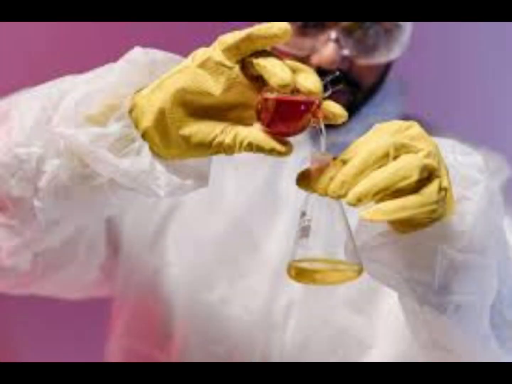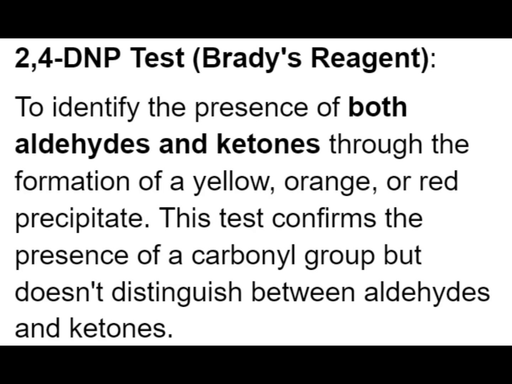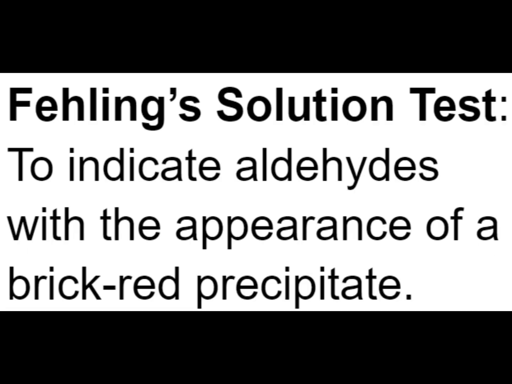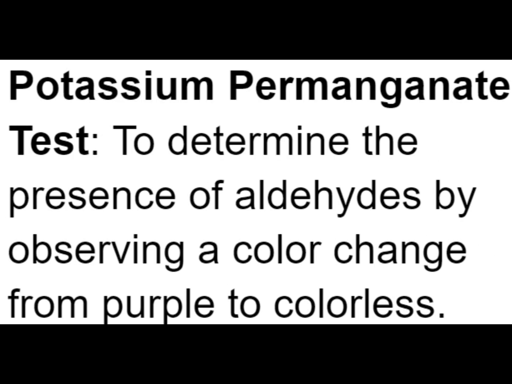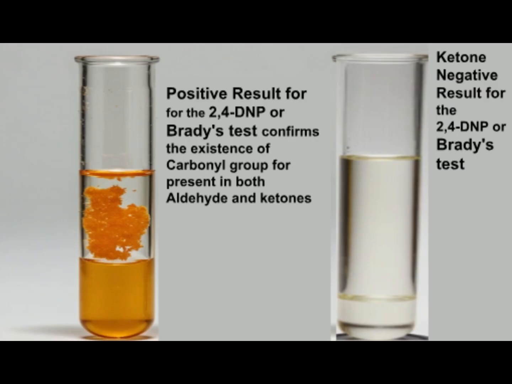In organic chemistry, differentiating between aldehydes and ketones is crucial for identifying their unique chemical properties. In this video, we will use 5 simple tests: 2,4-DNP, also known as Brady's reagent, Tollens' reagent, Fehling's solution, potassium permanganate, and the iodoform test, to distinguish between these two groups of compounds. The first test is the 2,4-DNP test, also known as Brady's reagent test.